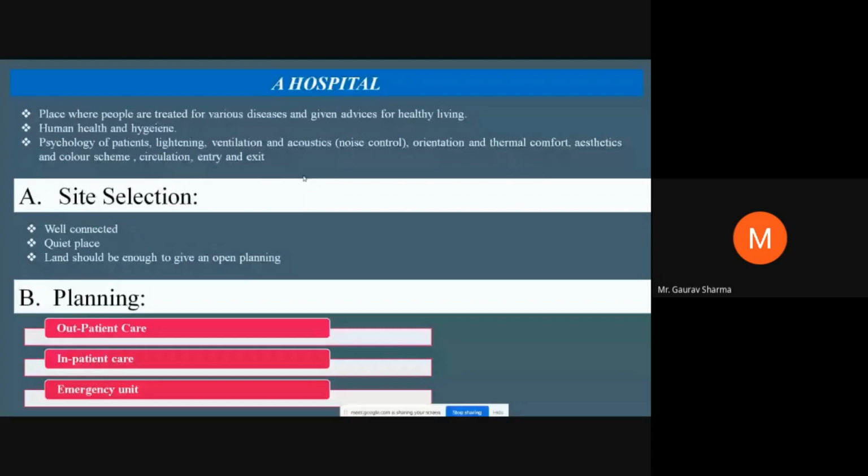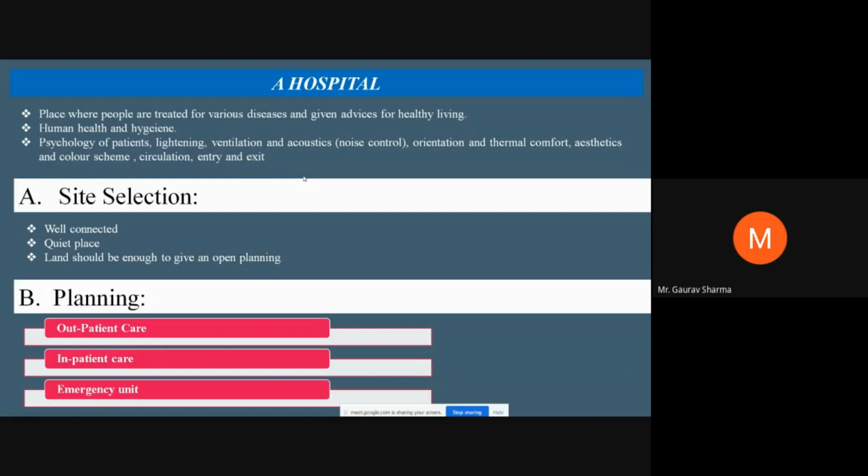Acoustics, that is noise control. Obviously, noise control is very important when we talk about a hospital building. Orientation of the building, thermal comfort, aesthetics, color scheme. The color scheme will again affect the patient's behavior, so it is again a psychological factor.